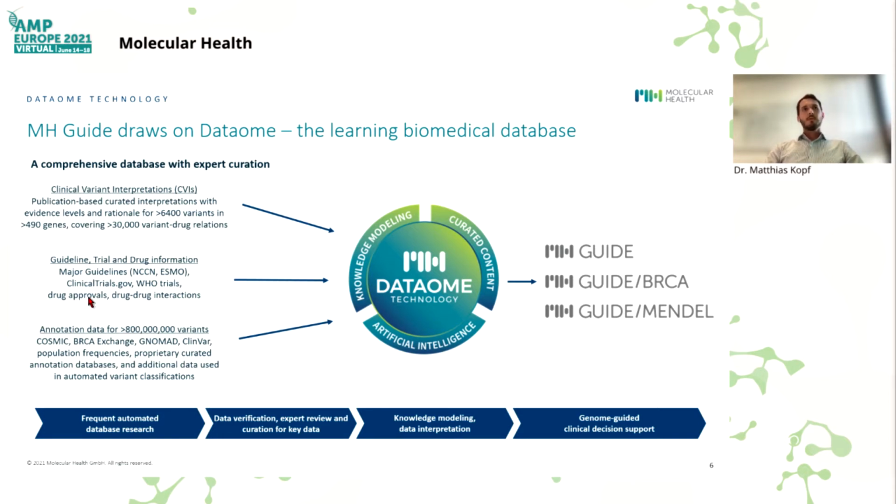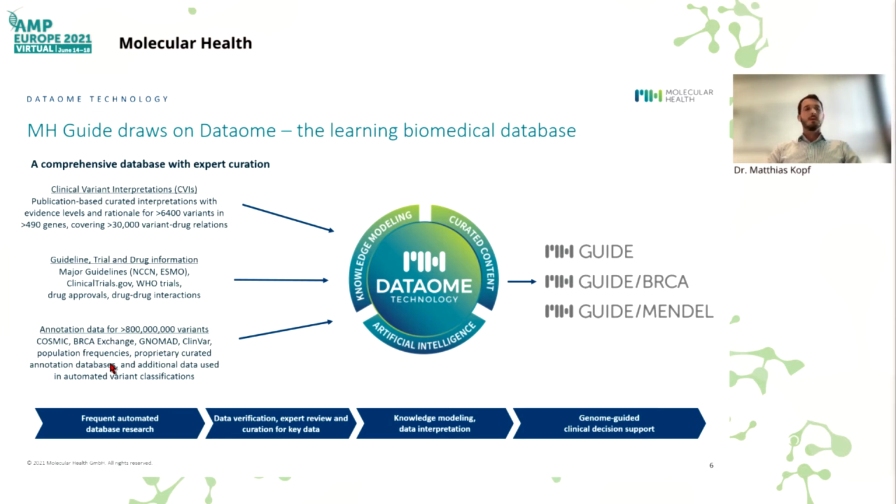Additionally, we have drug approval information per country, so based on the patient country, and information on major drug-drug interactions that might be relevant. The third area is annotation data, which we have for more than 800 million variants, including standard sources like COSMIC, BRCA Exchange, gnomAD, ClinVar, but also proprietary curated databases like lab-verified variant functional impacts on protein level, but also on pathway level.